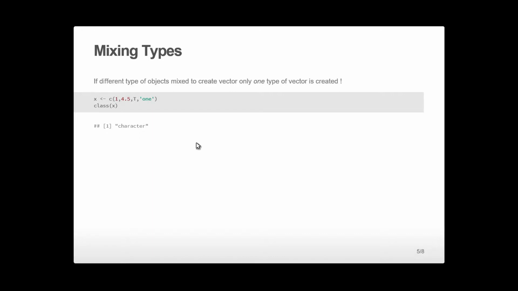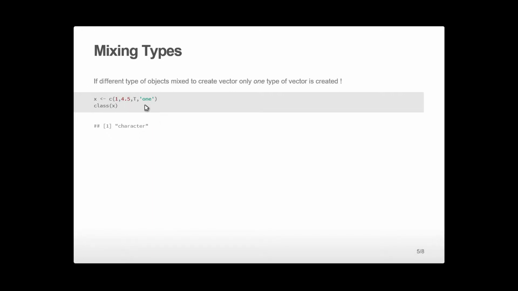Now, the next concept is mixing of types. If you remember the definition of a vector, it said that all the components are of the same basic type. So either they can be logical type, or numeric type, or character type. But you cannot have a mixture of them in a single vector.